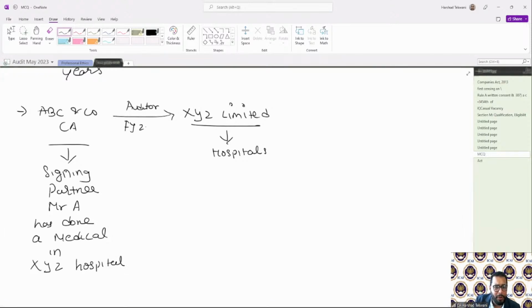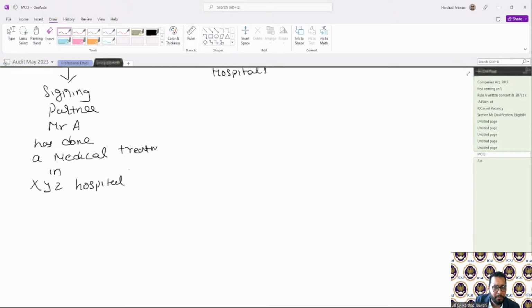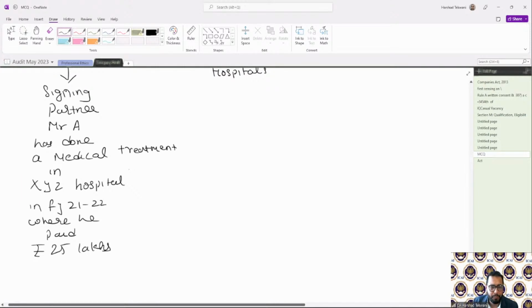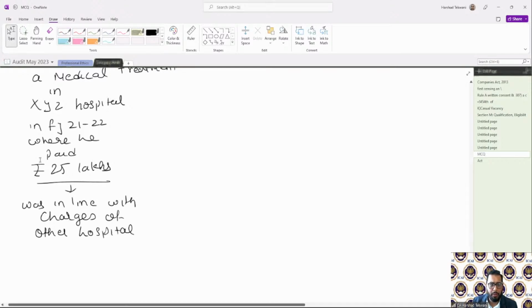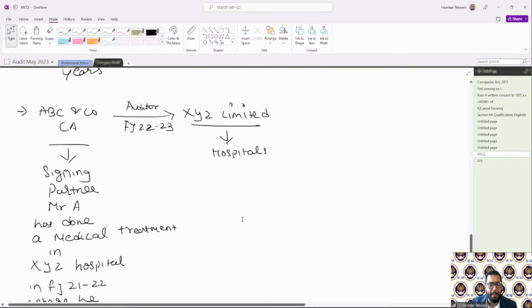Let's say, for example, this is an FY 22-23 appointment, and he has done medical treatment in XYZ hospital in FY 21-22, where he paid rupees 25 lakhs. And this amount, 25 lakhs, was in line with charges of other hospitals. Now, you tell me whether ABC and Company can be appointed auditor of XYZ Limited, considering what we discussed now.